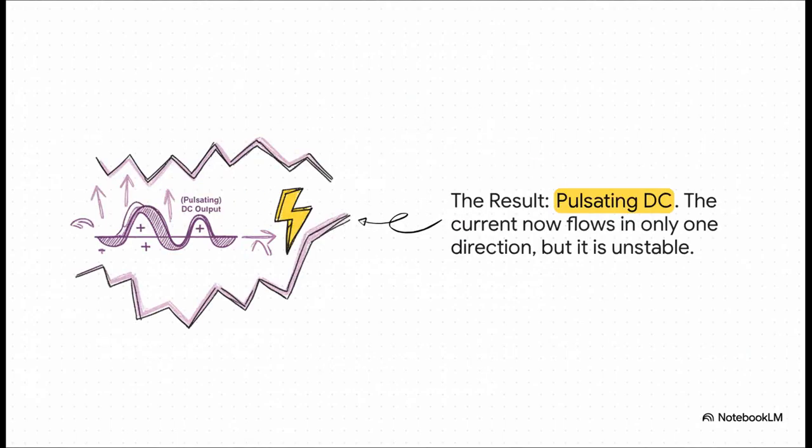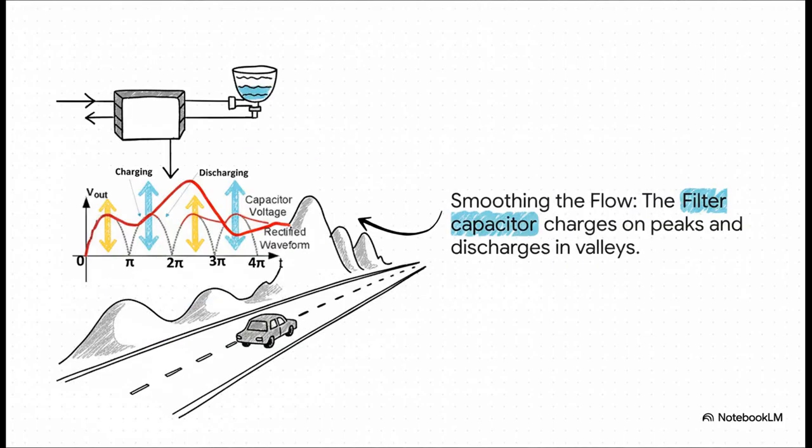So what's the result of all that clever routing? Well, that whole negative part of the wave gets flipped upside down. So now we don't have alternating current anymore. We have what's called pulsating DC. Everything is flowing in one direction, which is great. But look at it. It's super bumpy and unstable. We're not done yet.